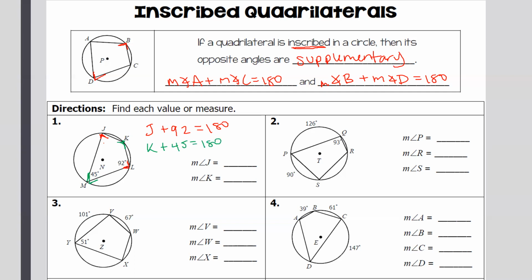And once you know that, then you can just go ahead and solve for J and K. Subtract 92 from both sides. So angle J is 88 degrees. Subtract 45 from both sides, and angle K is 135 degrees.